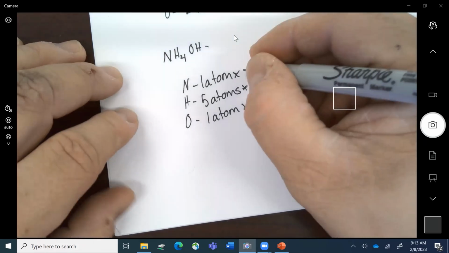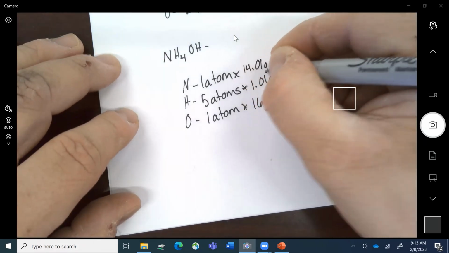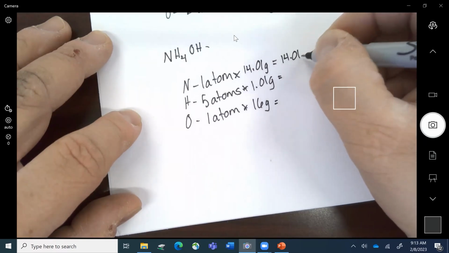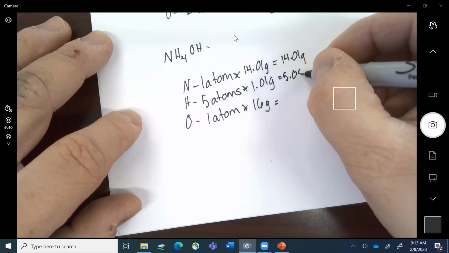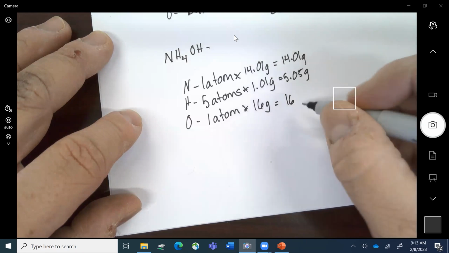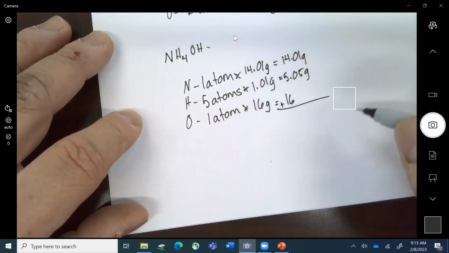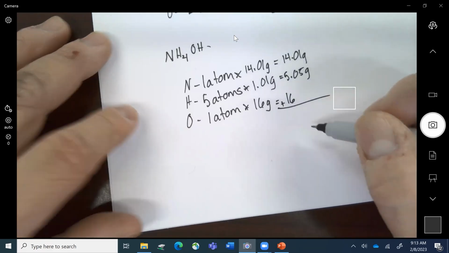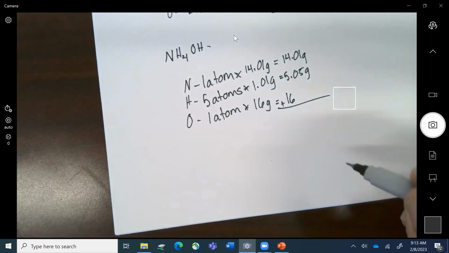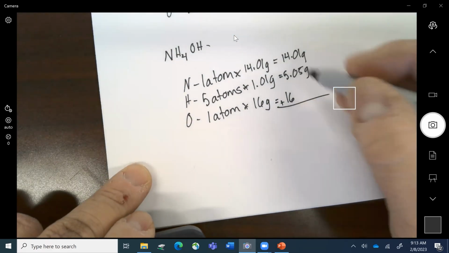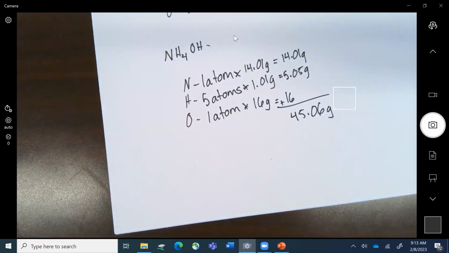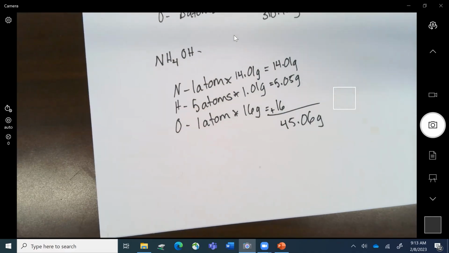Yes, I'm that big of a nerd that I have some of these memorized. So this is 14.01, this is 5.05, and this is 16. Add those together. 31.05. 45.06. I don't need my calculator while I'm grabbing that thing. 45.06.